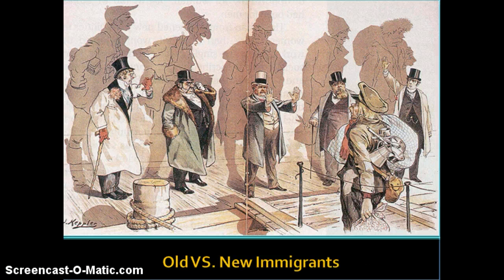Old immigrants were mainly Protestant, the new Catholic and Jewish. Their destinations also differed when they entered the United States. The majority of old immigrants were farmers settling in the Midwest. New immigrants were settling in the northeastern cities as unskilled laborers.